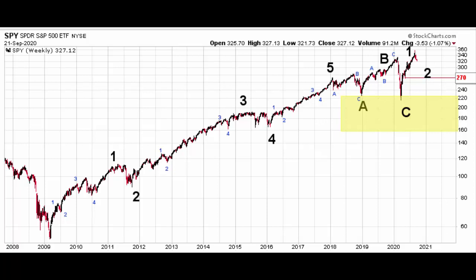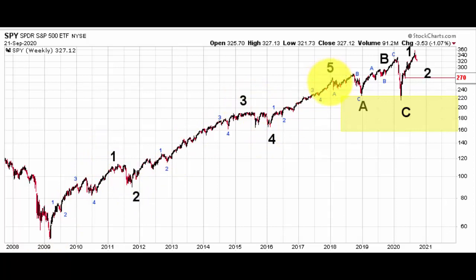So here we are. Here's the long-term time frame, and basically I want to start with this point of view because it's very important right now. Now, on a long-term time frame, I believe there are two different ways that you can look at things in the context of the advance off the 2009 low. We're going to take a look at both of them. One way to look at the advance off the 2009 low is as a five-wave move, 1, 2, 3, 4, 5, that ended in 2018 and then underwent a correction.